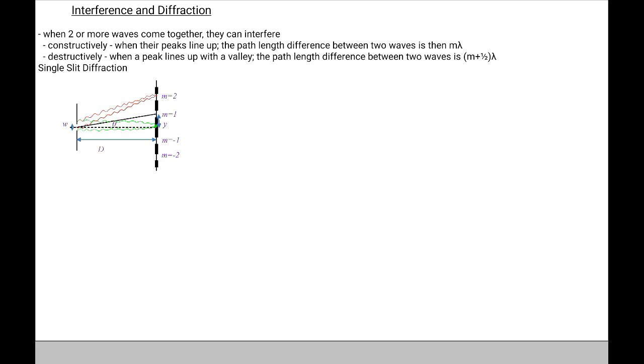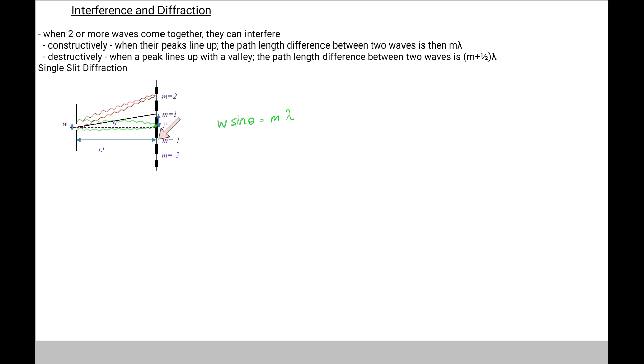Now we are going to use an equation, W sin theta = m lambda, where W is the slit width. Sin theta comes from the angle that the location of the fringe makes with the center of the slit here. m is the order of the dark fringe, and lambda is the wavelength of light. So m = 1 is the first dark fringe. m = 2 is the second dark fringe.